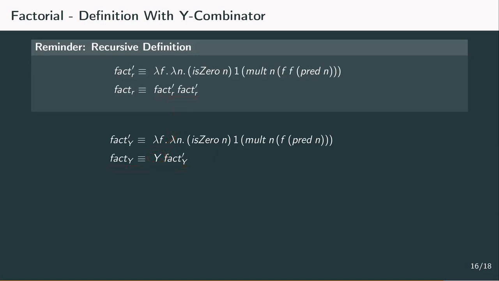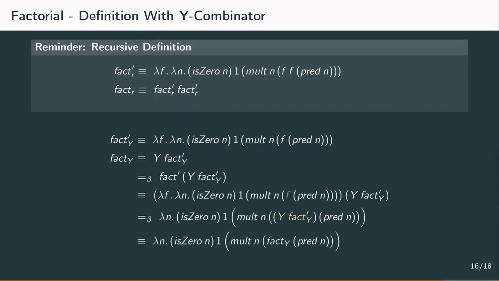Again, it's quite easy to check that this gives us exactly what we expect the factorial function to do. It returns 1 if the input is 0, and otherwise it multiplies n with the factorial of n minus 1. Feel free to check the computations. So, we've seen that we're able to define numbers, simple and more complex arithmetic operations, booleans and control flows in the lambda calculus. Recursive definitions are also possible.